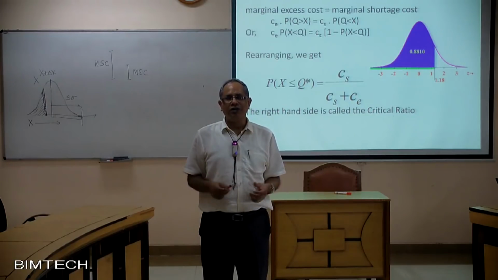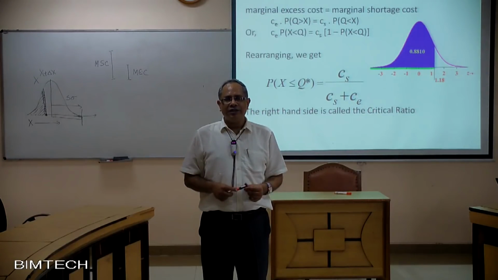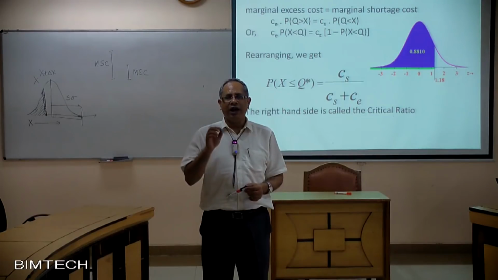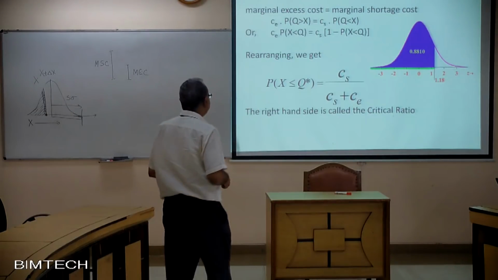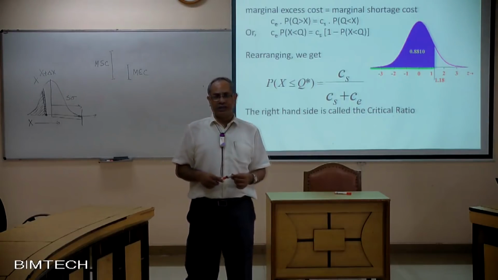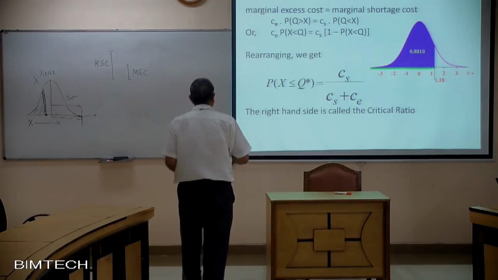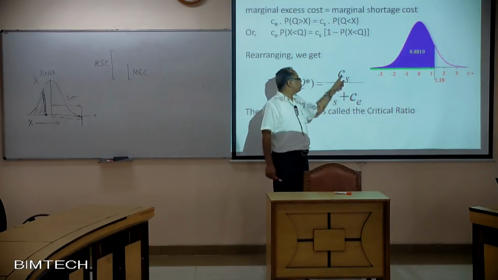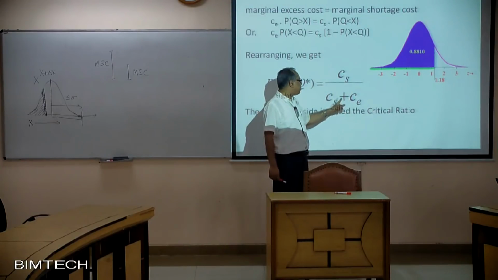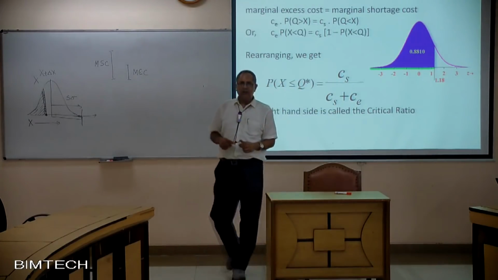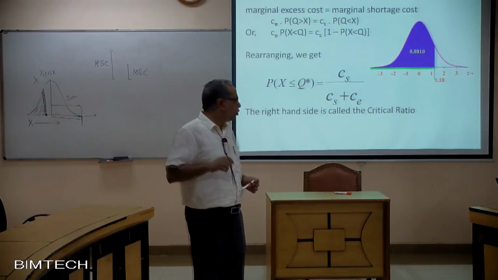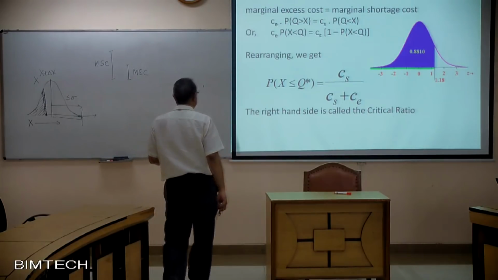You might ask, so what? We will understand the answer to that as we further discuss, but I want to emphasize here that calculating the critical ratio is very easy, because we know the unit shortage cost and the unit excess cost. So unit shortage cost divided by the sum of shortage and excess cost will give us the critical ratio. Okay.